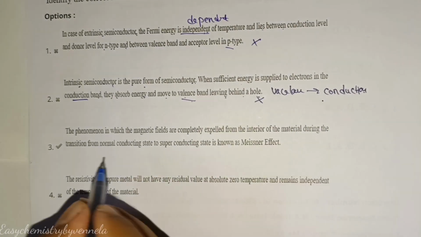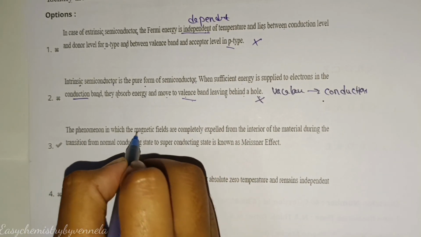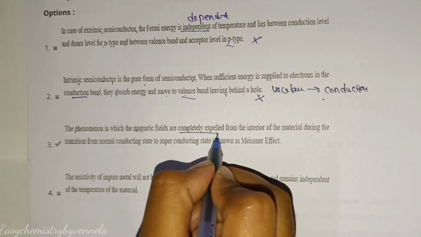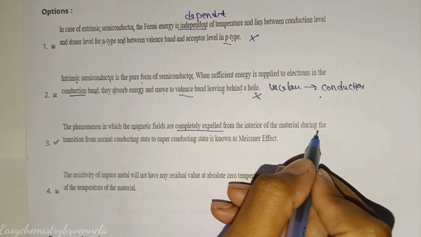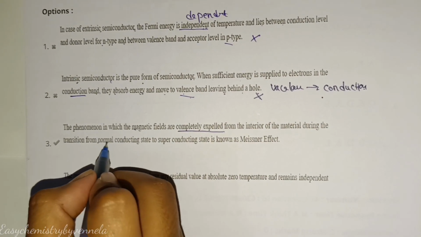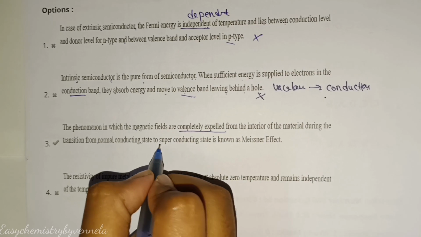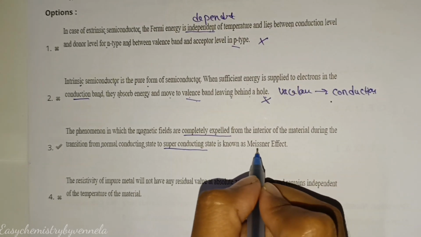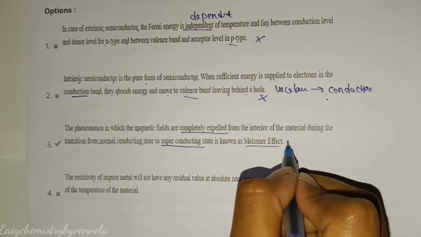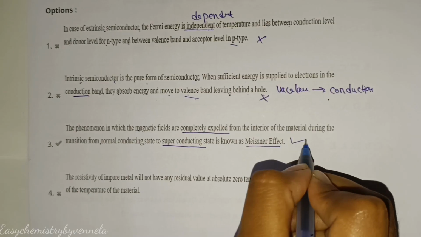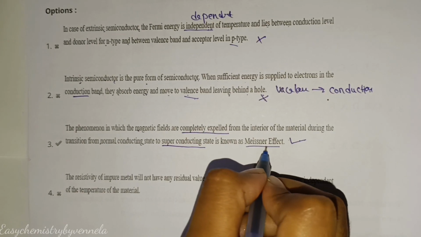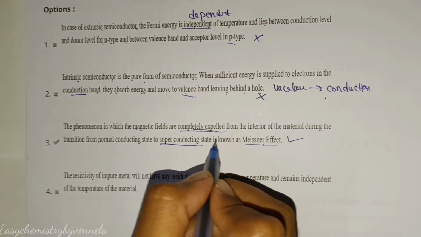The phenomenon in which magnetic field is completely expelled from the interior of the material during the transition from normal conducting state to superconducting state. This is known as Meissner effect. Yes, this is absolutely correct statement. Whenever you see the Meissner effect, this is completely expelled and superconducting.